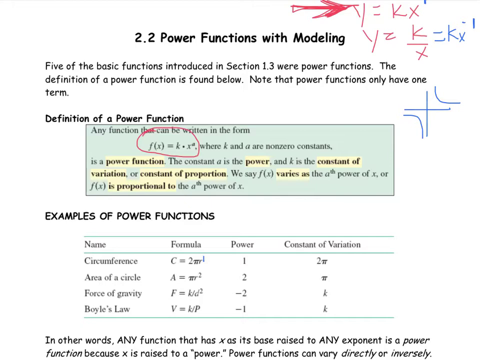All right, the next one is gravity. Force equals k divided by d squared. In this problem, your k is your constant of variation, and your power is the negative 2 power. Because if I rewrote this, force equals k times d to the negative 2 power, I can rewrite this function this way, so it has a negative exponent. And same thing with Boyle's law. Volume equals k times p to the negative 1 power. That's how they get the power as negative 1. Alright, so there's some examples.